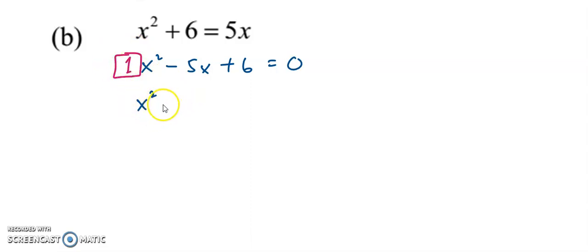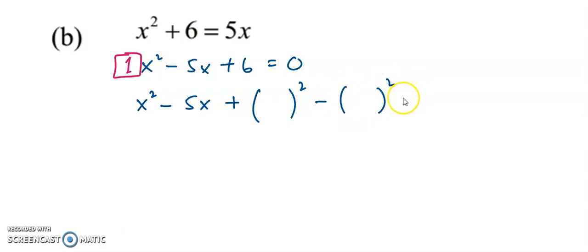We can start by copying down the first two terms of the quadratic form and then plus a bracket squared minus a bracket squared. This is the method. And then I bring the 6 over to the right, so I get negative 6. So what should you fill in this bracket? You always take the coefficient of x including its sign, negative 5, put it here and then divide by 2. The same thing in this bracket.